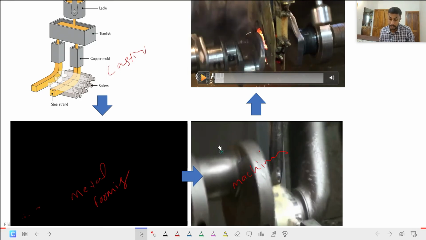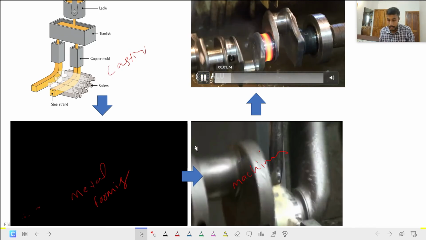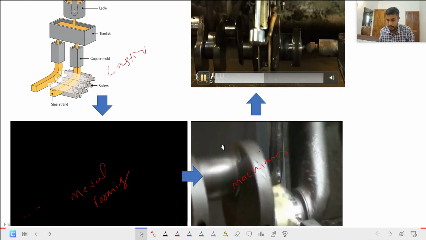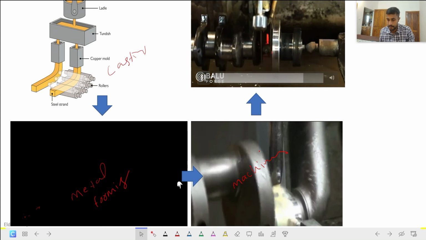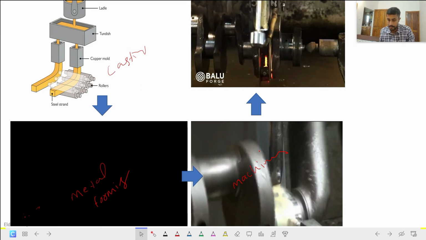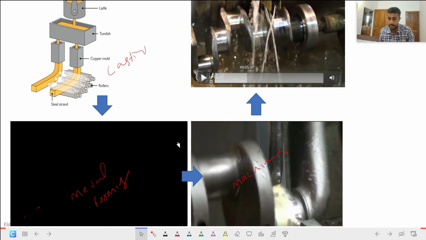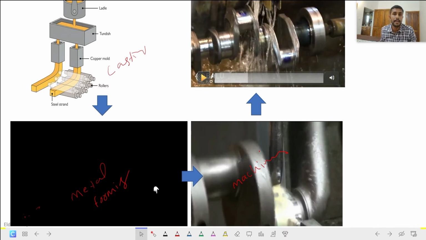Then after machining, we go for the heat treatment process. Here we can see this part is heated to a very red hot condition. Then we dip it inside the water for the quenching operation. So it's a heat treatment process. This is the next operation after machining, we do the heat treatment process.